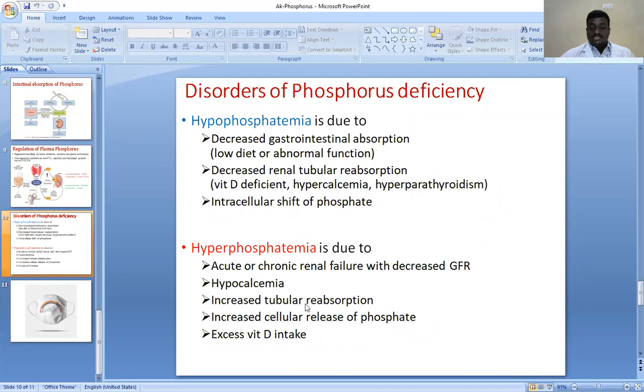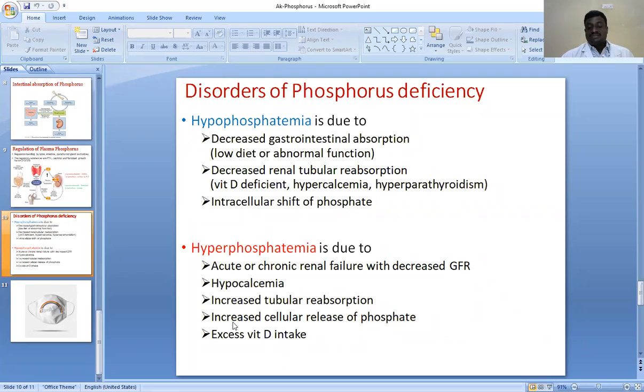Next one is increased tubular reabsorption. When the vitamin D3 is increased, whenever we are taking a large amount of vitamin D, especially now in COVID time, everybody is taking vitamin D3 doses, 4 tablets once every week. If we are taking an excess amount of vitamin D3, that may increase the tubular reabsorption of the phosphate ions. That may produce hyperphosphatemia. So don't take too much vitamin D3 during this COVID season.